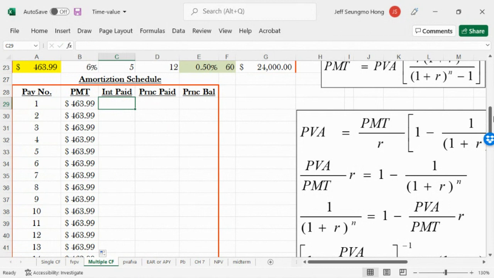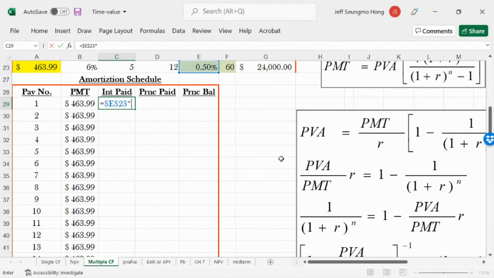Now, next. We need to figure out how much of this monthly payment is interest and principal. In the first month, of course, every month, the interest rate is this. Isn't that right? Since it's going to repeat every month, I'm going to lock it too. We need to lock it because otherwise, when you drag it down, it's not going to be E23 anymore, right? We lock it. And what is the principal balance?